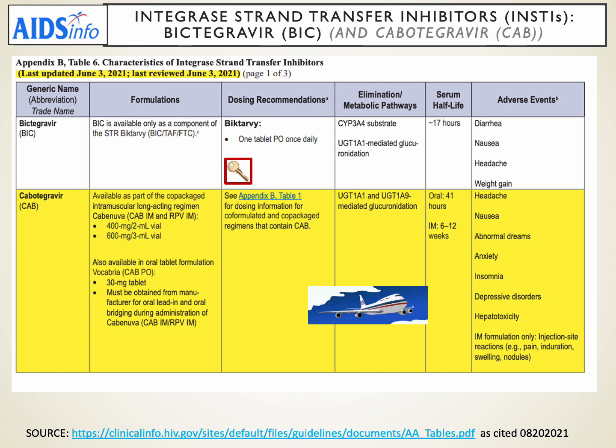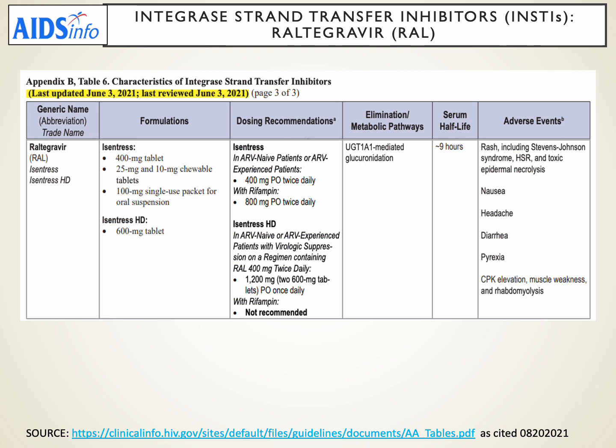A couple of other integrase inhibitors that are part of the more common combination products include BIC, and finally RAL, raltegravir, which is also one of the more common additional agents in some of the combination products.